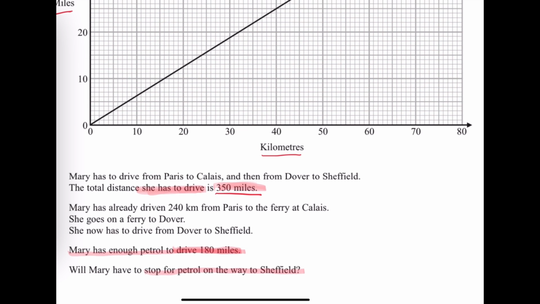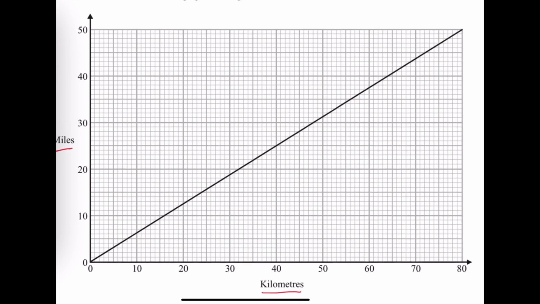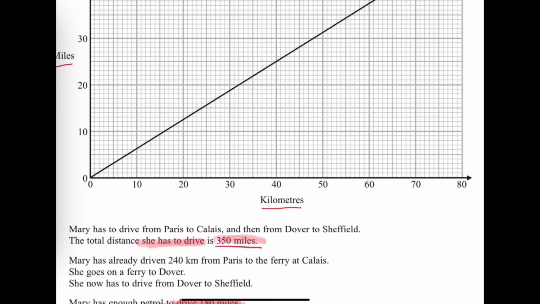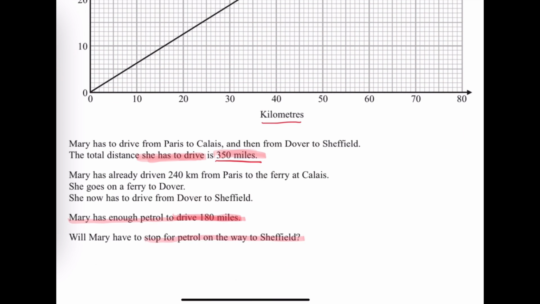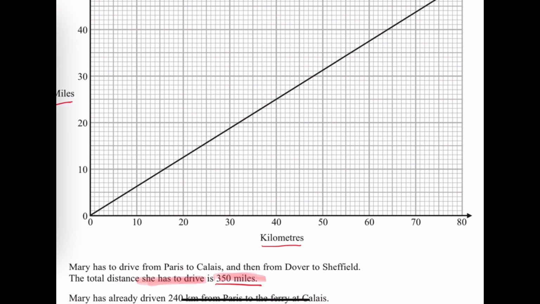So now we're going to see how much 350 is in kilometers. Let's start with something that is easy so we can see what the conversion is from miles to kilometers. If we go over here, we can just see what 5 is. So if we go here, we can see that 5 miles is the same as 8 kilometers.